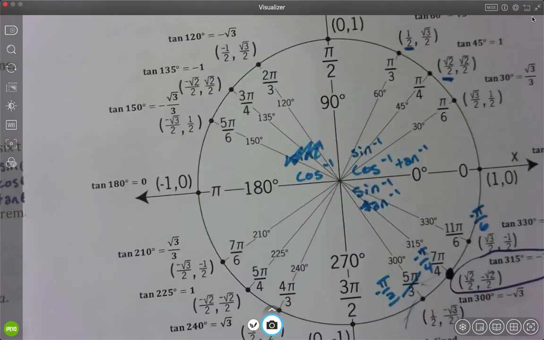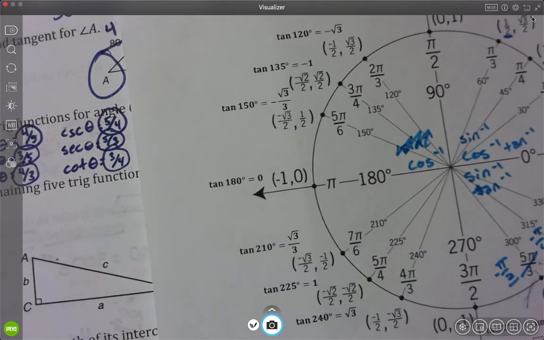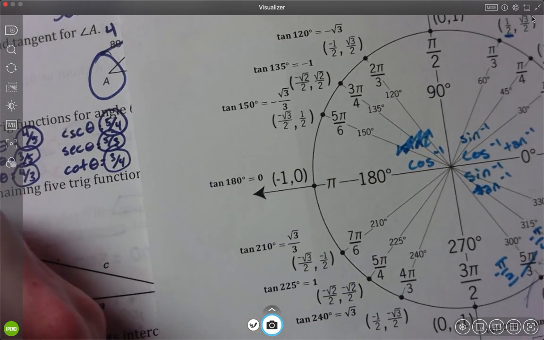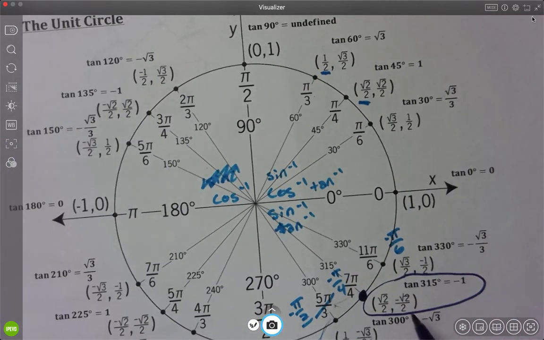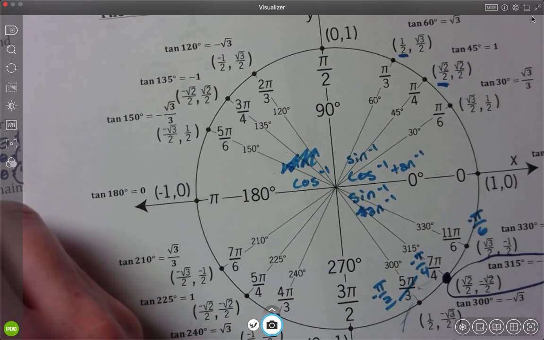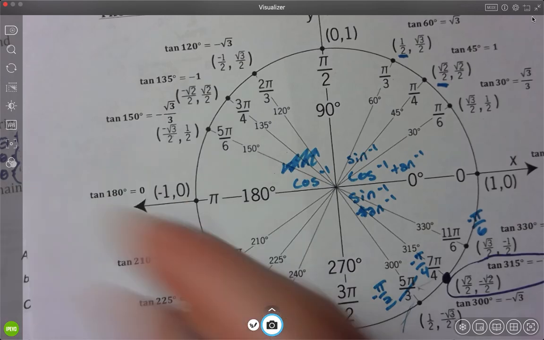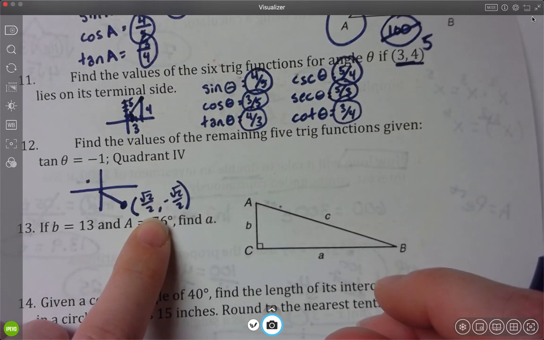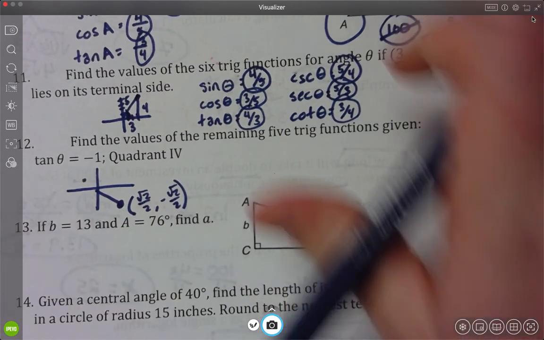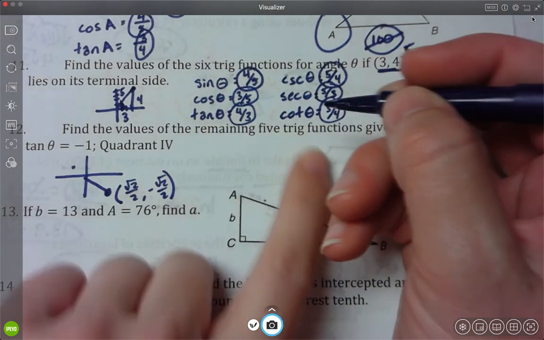So I want to find the values of the remaining 5 trig functions. If he is over here in the 4th quadrant, this point is represented, I'm just going to write this down, the square root of 2/2, comma, negative square root of 2/2. That's the coordinates of that point. I'm going to write him like this, just kind of draw what he looks like so I don't have to keep flipping back and forth. Then they want the remaining 5 trig functions.